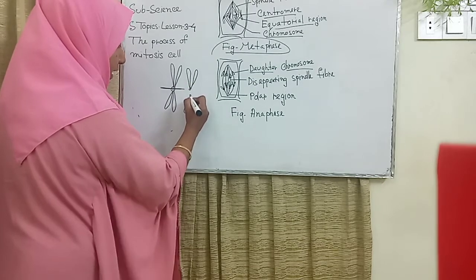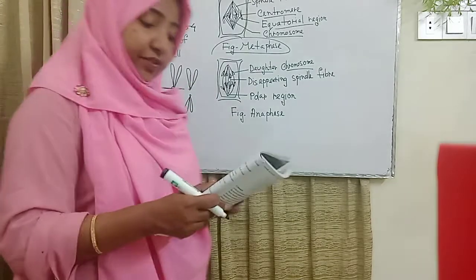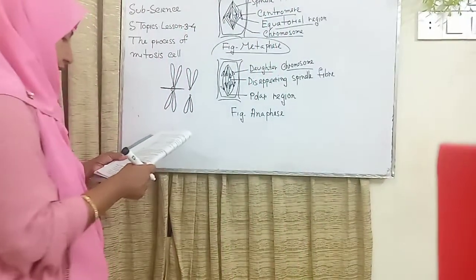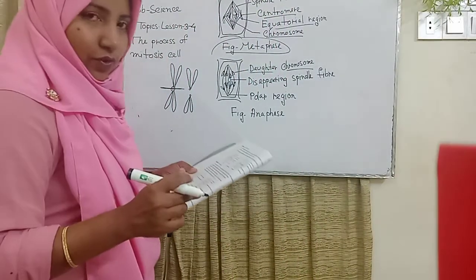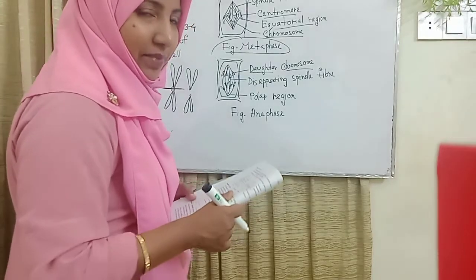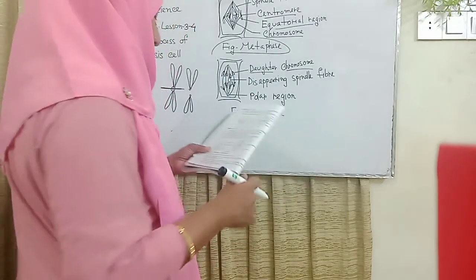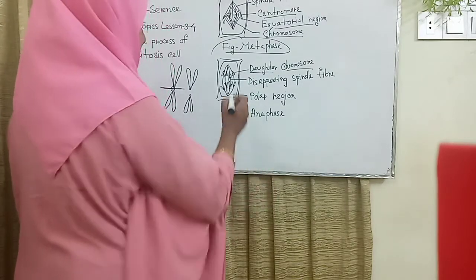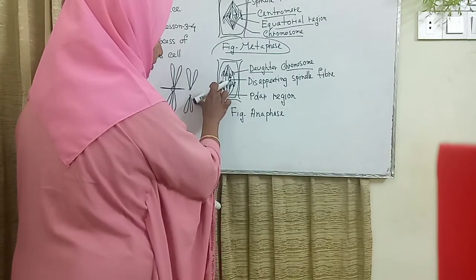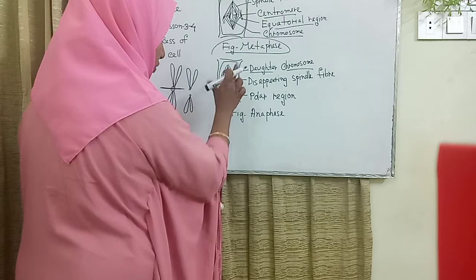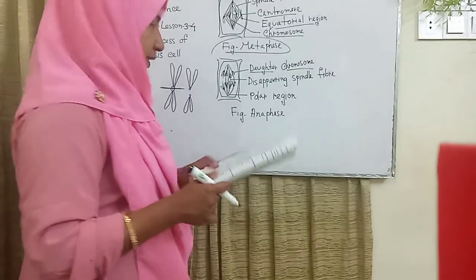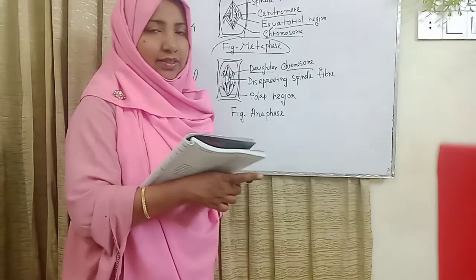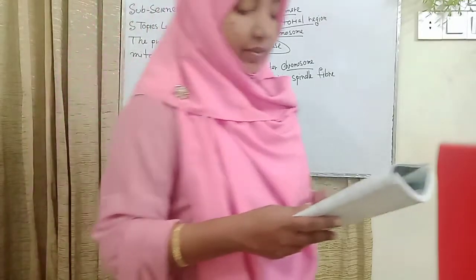When they are divided, they look like this. Again, the centromere, the equatorial region, and the daughter chromosome. So we think about the meaning of daughter chromosome. The next structure is the disappearing spindle fiber. The spindle fiber is disappearing, and this is the polar region. My dear students, now we start the anaphase.